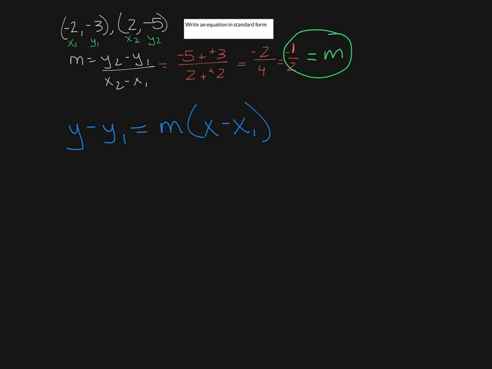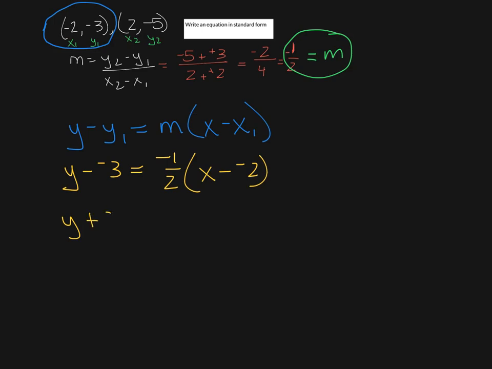So I'm going to use this point right here as my x1 and y1. I could have used either point, but I'm just choosing to use that one. You could use either one. So I'm going to plug y1 in, which is -3. The slope that we found was -1/2. And x minus x1, which is -2. Okay, so I can make this y plus 3 equals -1/2 times x plus 2.